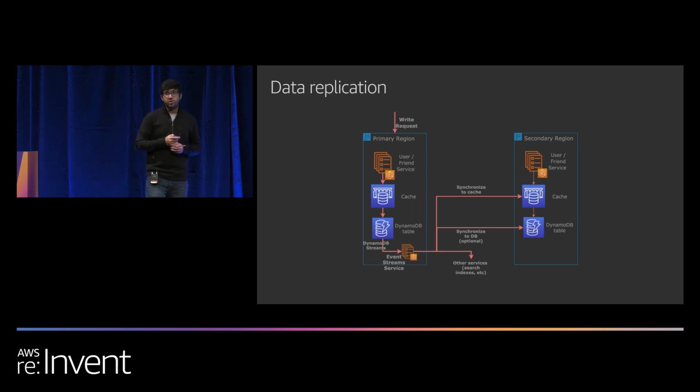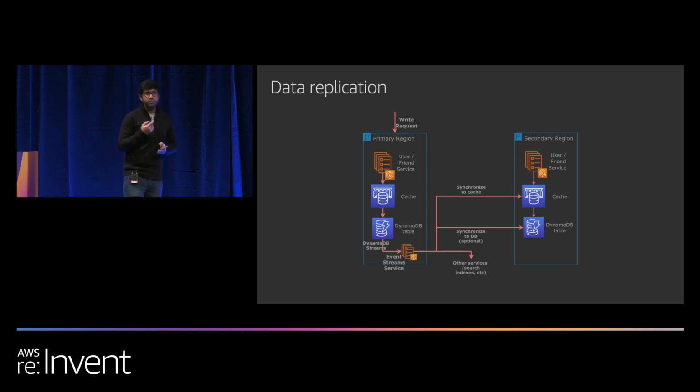The event stream service is also responsible for emitting events to the near real-time use cases that I spoke about earlier. So we have, for example, our user search indexes that listen to events from the event stream service in this case.